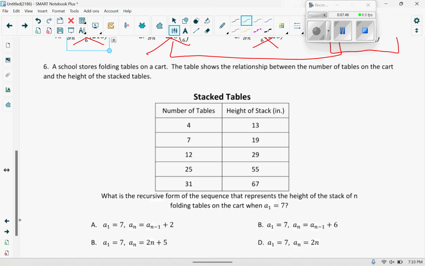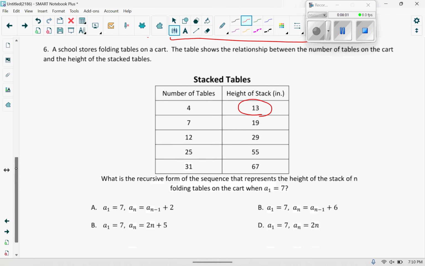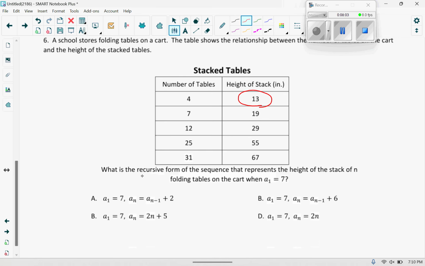Okay, so this is another EOC type question. So we have these folding tables on a cart. The table shows a relationship between the number of tables on the cart and the height of the stacked tables. So if I have 4 tables, it's going to stack 13 inches high. Okay, so what is the recursive form of the sequence that represents the height when our first term is going to be 7? Okay, so let's see.